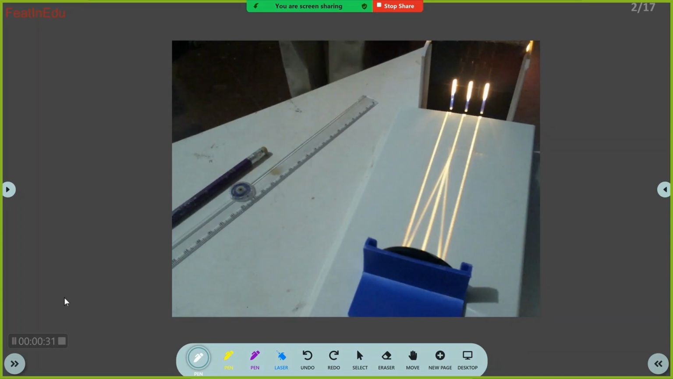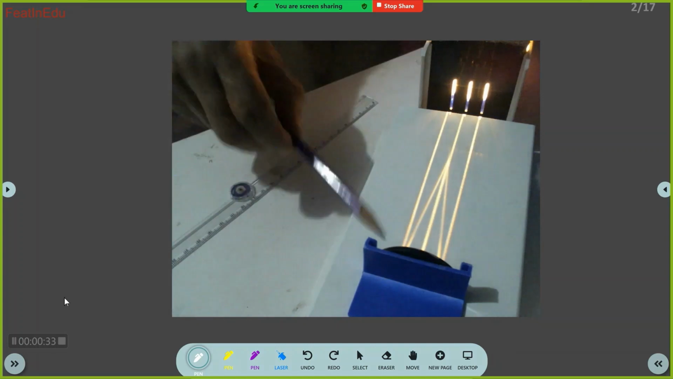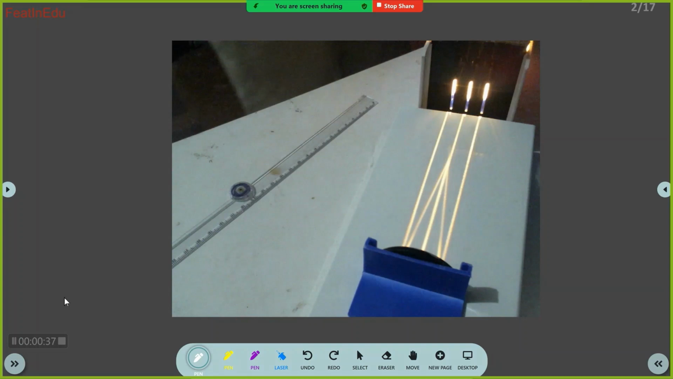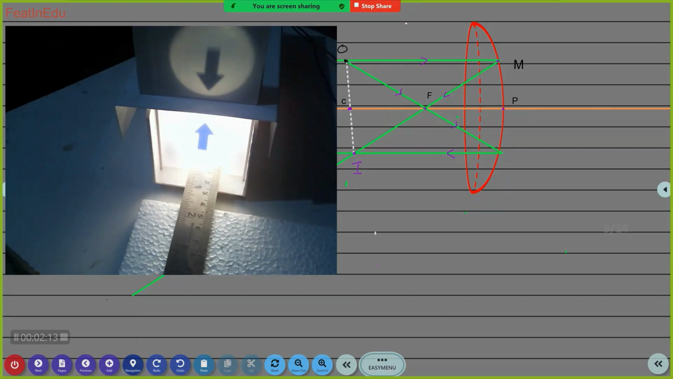I have got a concave mirror here, and you can see there are three parallel rays of light. Can you see? Right. Okay. Now my friend Rajdeep is sitting here, and he is going to conduct the experiment.